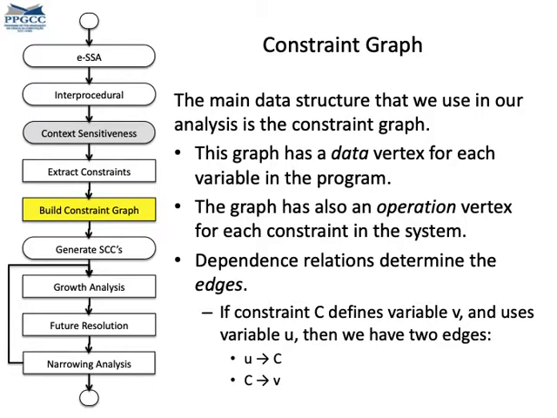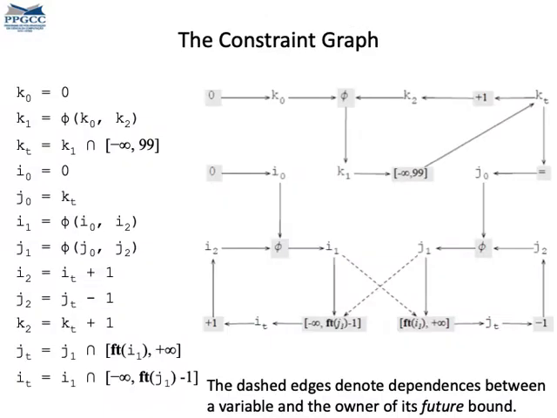Once we have constraints, the next thing to do is to construct the constraint graph. This graph will help us to solve the constraints faster. The constraint graph has one vertex for each variable in the program and one vertex for each constraint that we have extracted. And we have edges as follows. If a constraint C defines a variable v, then we have an edge from C to v. And if a constraint C uses a variable v, then we have an edge from v to C.